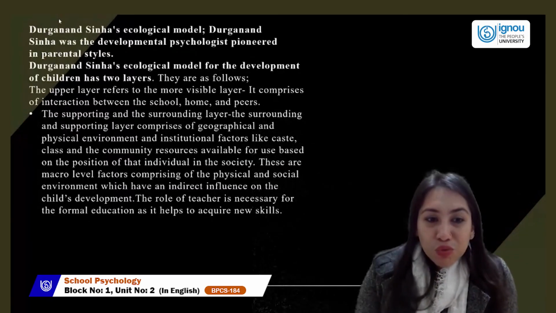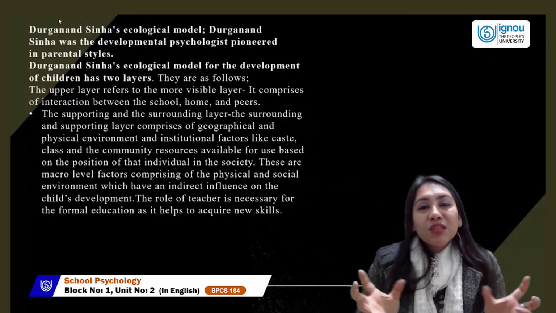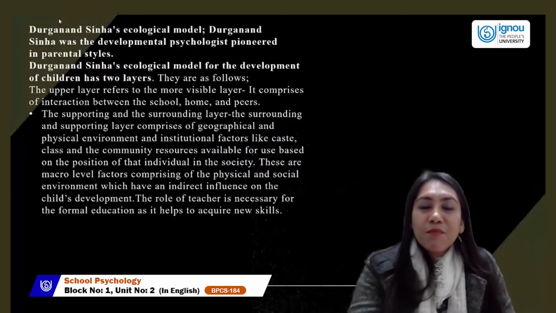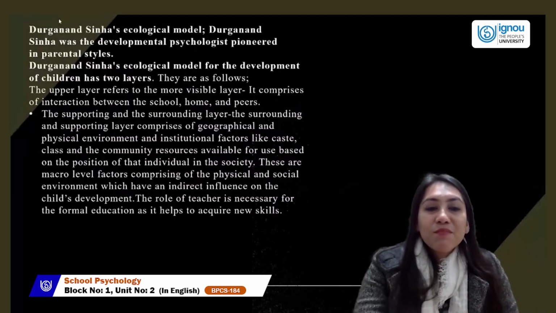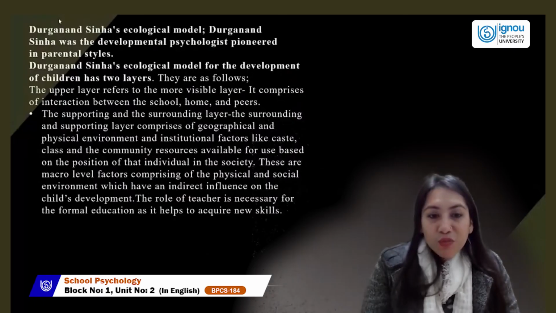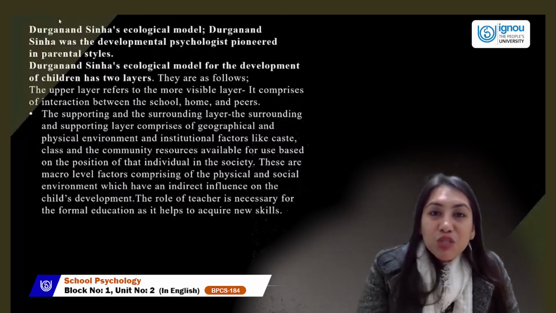the values that you hold. So that is more personal, something that we are more engrained in. Every activity that you do is impacted by your caste, class, and the community area that you're living in, the community resources that you're provided as per the society, and the position that you hold.